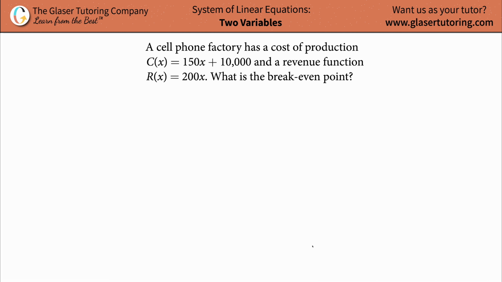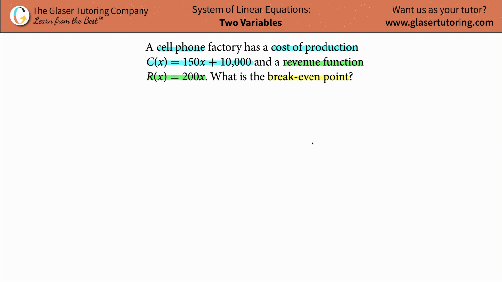Today we've got a good word problem about business, revenues and cost. Let's go for it. We have a cell phone factory. It has a total cost of production, which is C of X equals 150X plus 10,000, and a revenue function, which is R of X equals 200X. What is the break-even point?